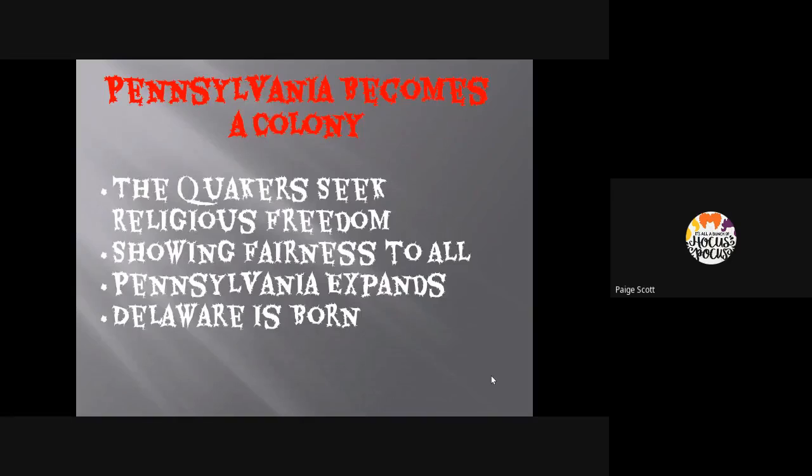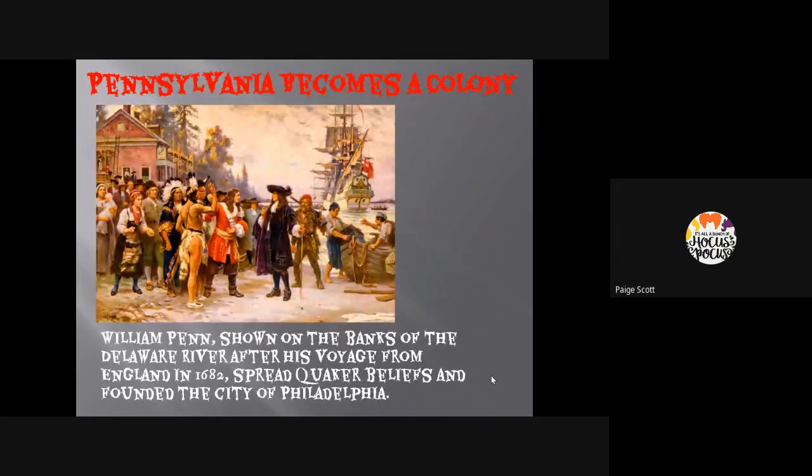In this section, we will talk about how the Quakers seek religious freedom, showing fairness to all, how Pennsylvania expands, and how Delaware is born. William Penn stands on the banks of the Delaware River after his voyage from England in 1682, spreads Quaker beliefs, and founds the city of Philadelphia. So here we can see how he is speaking to the Native Americans and the local Quakers.